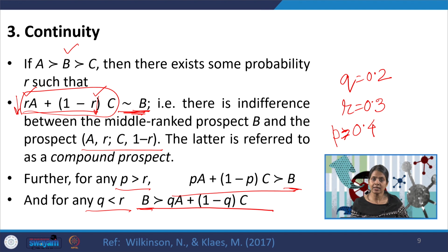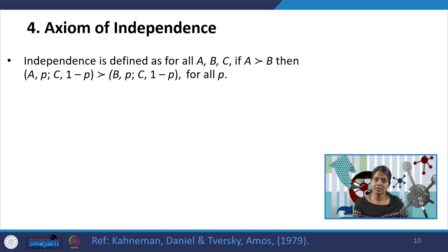The second thing is that there is not really any jump in the combination that we prefer. With a change in probabilities, we are not going to change our preferences drastically. So, these are basically the understanding or the concepts behind the assumption of continuity. The fourth assumption or axiom is of independence.